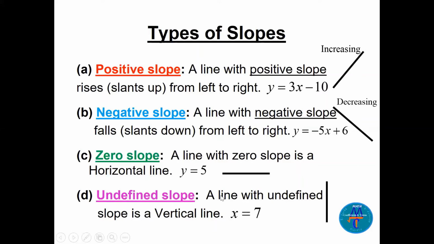Undefined slope. We have a vertical line, x equals 7, x equals 2, x equals minus 1. Any line which is vertical, we say the slope is undefined. Easy to remember.